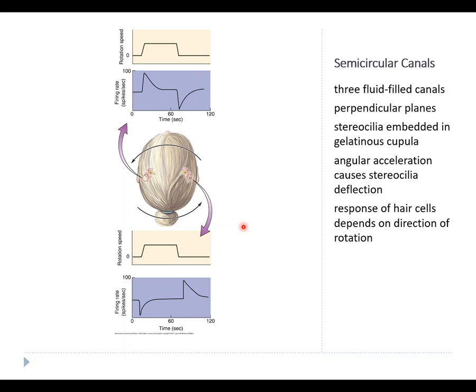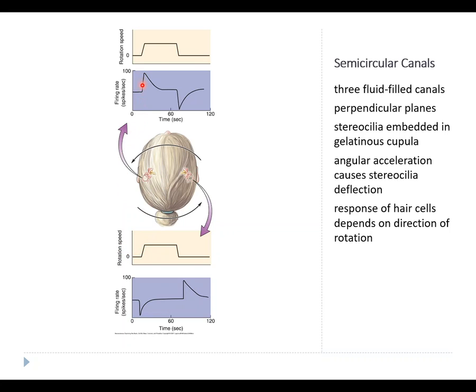Whether or not a given hair cell responds actually depends on the direction of rotation. So here we're measuring the firing rate, meaning the number of action potentials per second, from one of these vestibular axons during the rotation of the head. Up here is a graph showing the rotation speed of this person's head. They're rotating to the left, and then same thing down here.